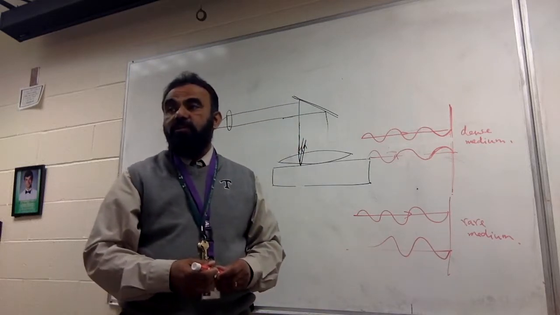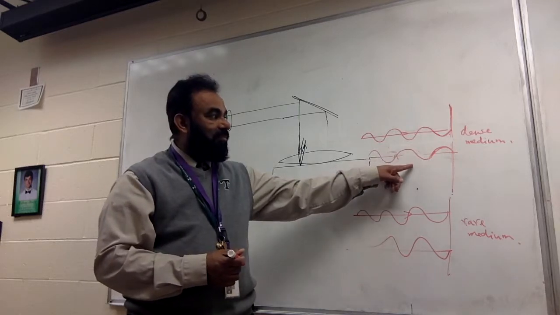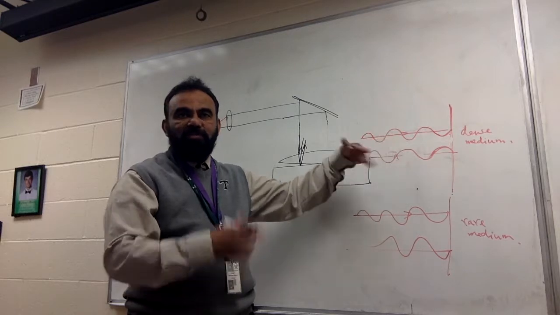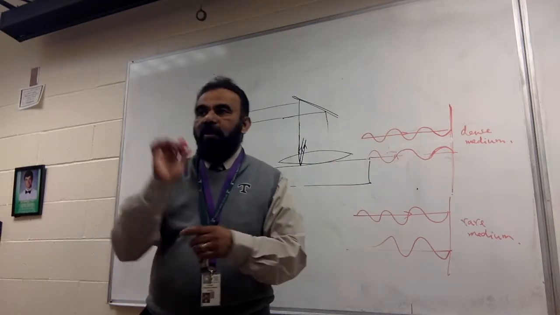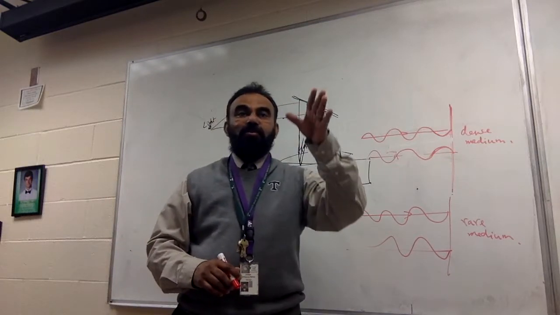No phase change, no path change. Only when... It doesn't move. I know you just drew it like this to demonstrate the difference. It doesn't move like a physical distance. No, this is just the way I'm showing you. So when light bounces off a dense medium, it suffers a path difference of lambda over 2.